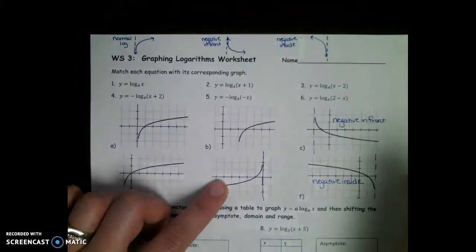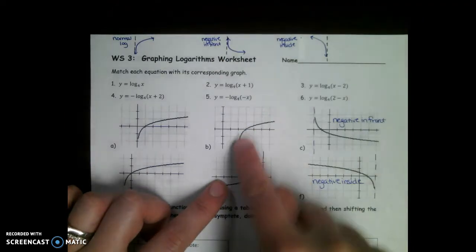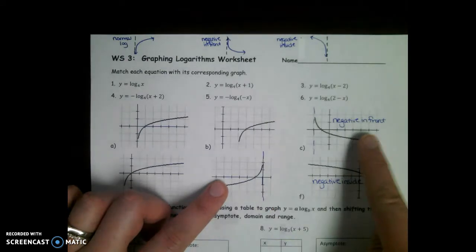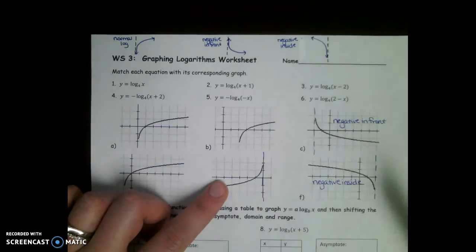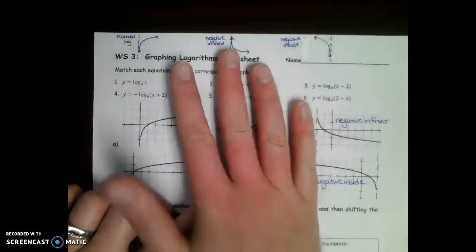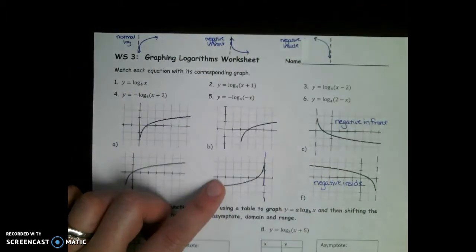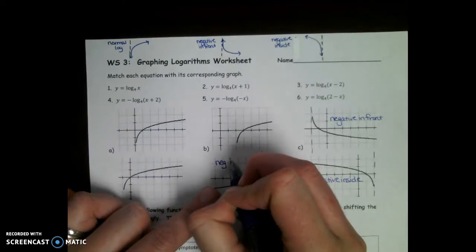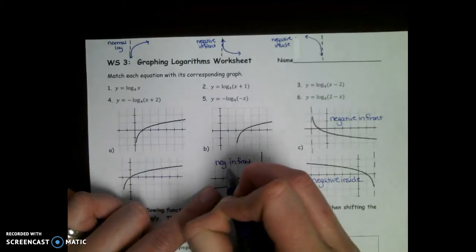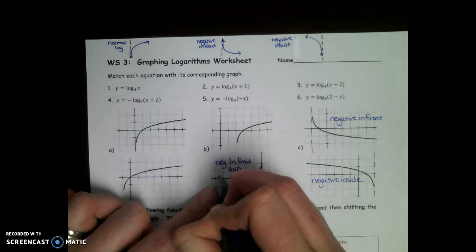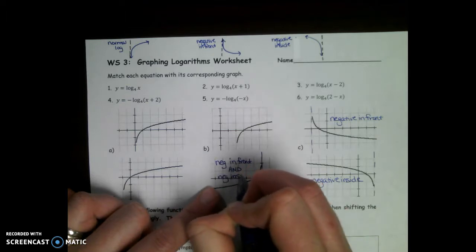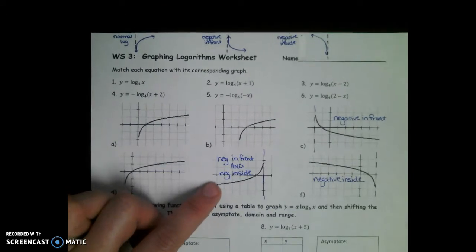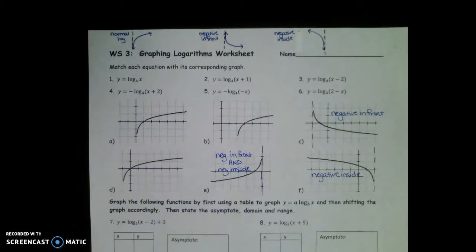So the logarithm started out looking like this, and they flipped it so it was upside down, kind of like C, and then flipped that over the asymptote to make it like this. That means this one has a double negative, so it needs to have a negative in front and a negative inside. And I'll bet that narrows it down a lot for which equation matches E.